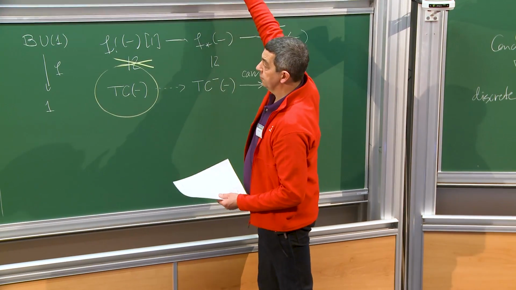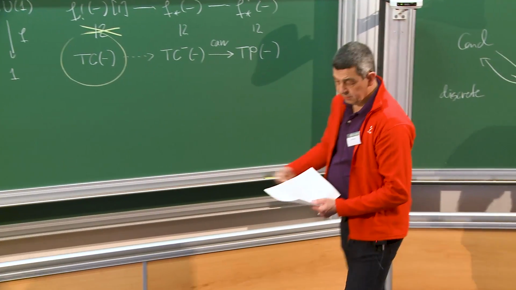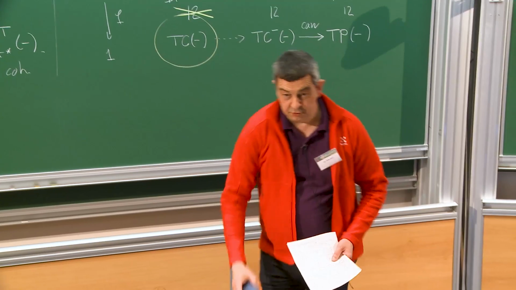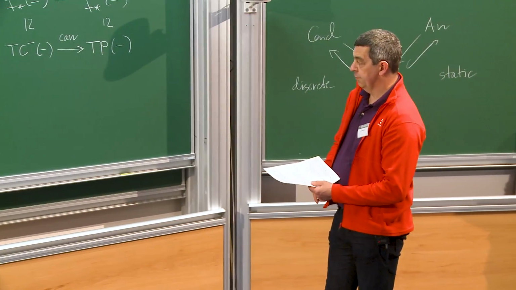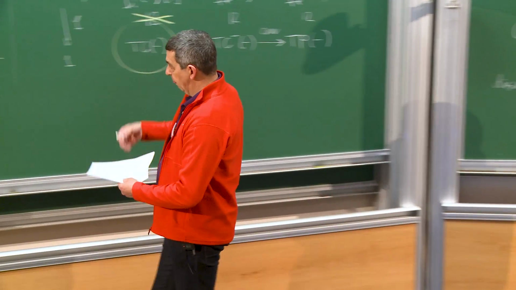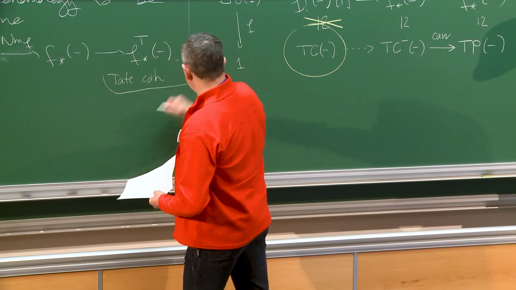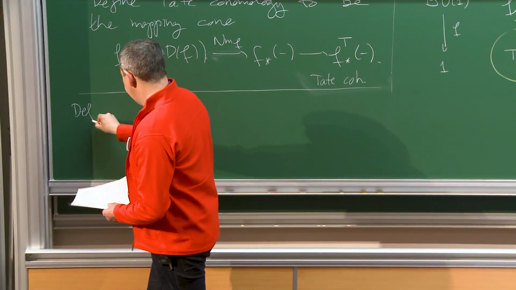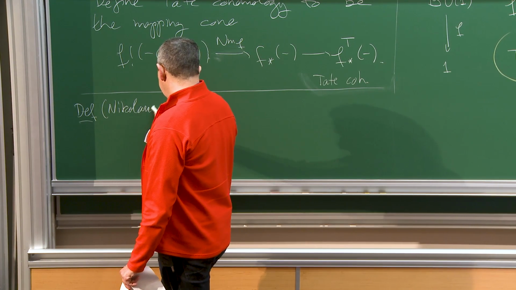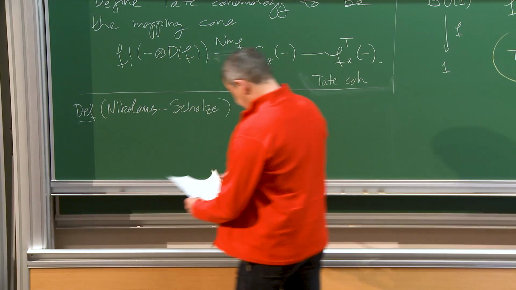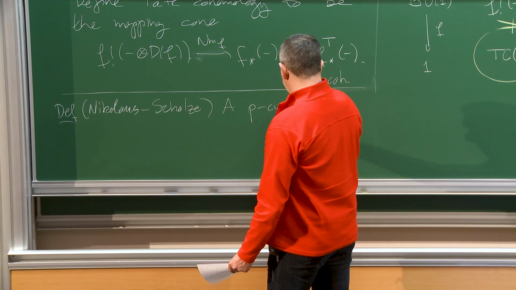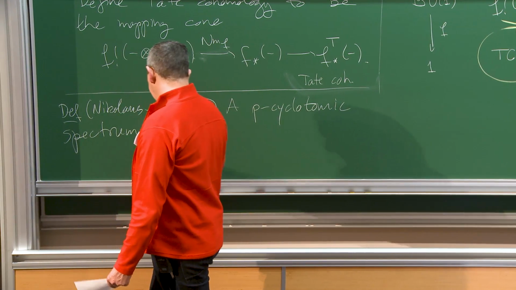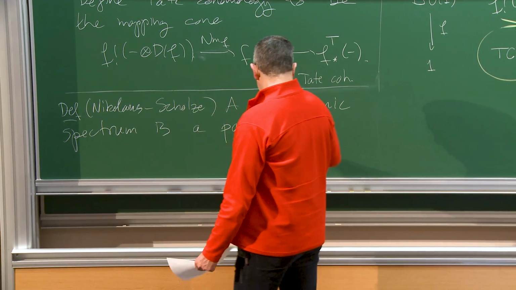Namely, we need the definition of a cyclotomic spectrum. So this definition in some form goes back to Bökstedt, Hsiang, and Madsen, but it was formulated in a much better way by Nikolaus and Scholze. So maybe I can do that here. So a p-cyclotomic spectrum is a pair V comma phi.